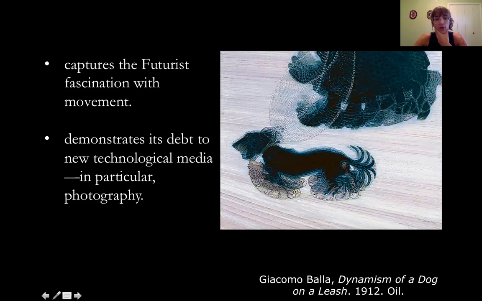So here you have Giacomo Balla, an artist working in 1912, Dynamism of a Dog on a Leash. So literally capturing movement by, of course, giving the woman 20 feet, right? And giving the dog a variety of feet, just to imply movement. Even the leash is depicted four different times. So it demonstrates its debt to new technological media, in particular photography, because by this time in history, there was a real interest in using photography to capture movement. And of course, this is where we have the moving image, so this leads to film as well.